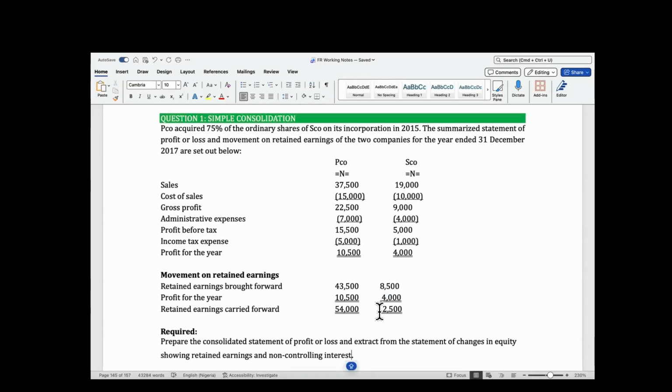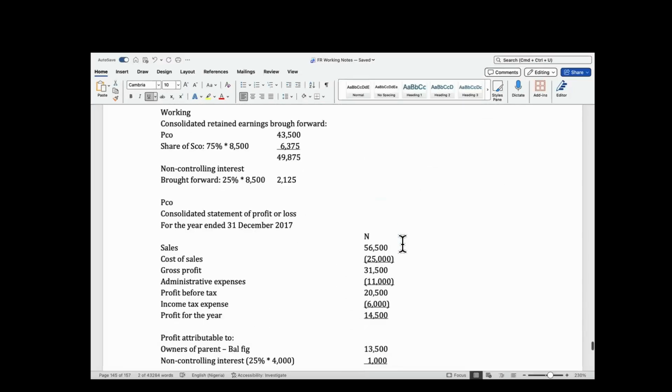So all we need to do here is sum together these items. That's all we need to do. We just need to sum them together and we are done. That's consolidation, because in this question we do not have any intragroup transactions. That's exactly what I did.